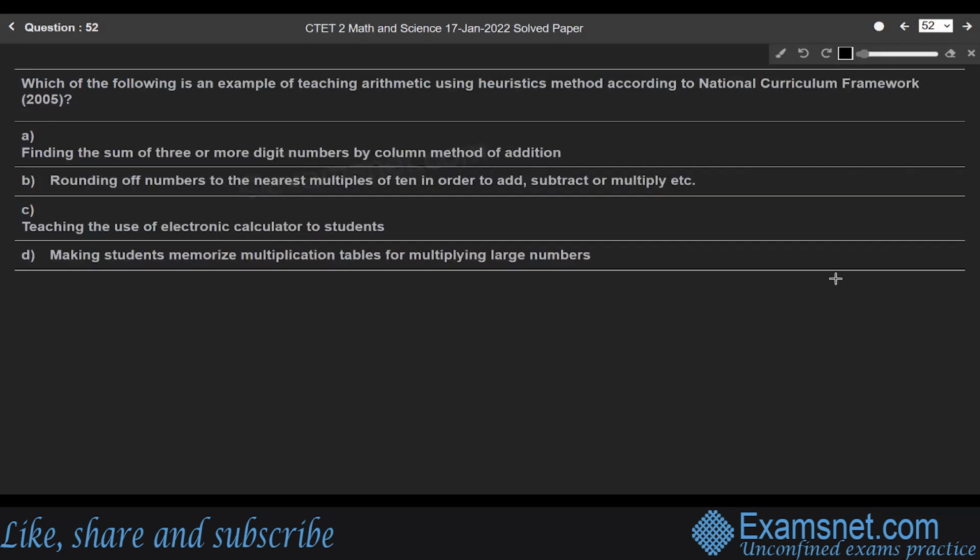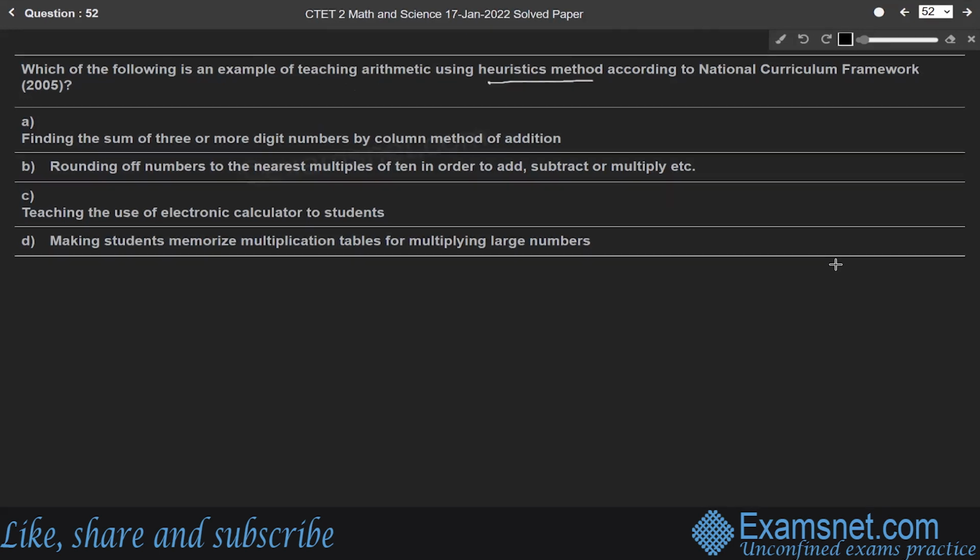Question 52. Which of the following is an example of teaching arithmetic using heuristic method according to National Curriculum Framework 2005? Here, the word heuristic comes from the Greek word heurisko, which means to find out or to discover.